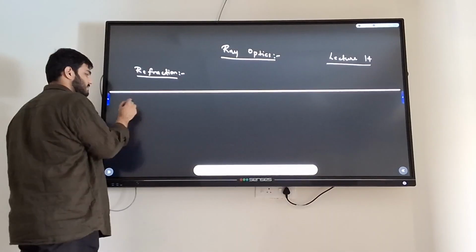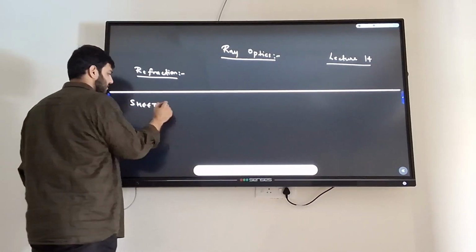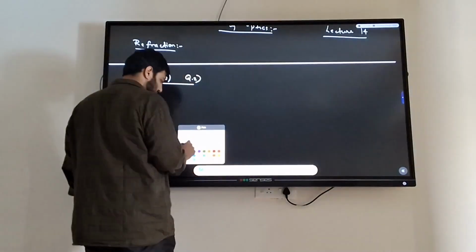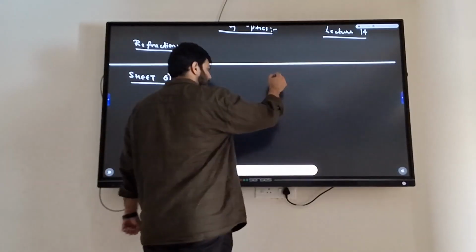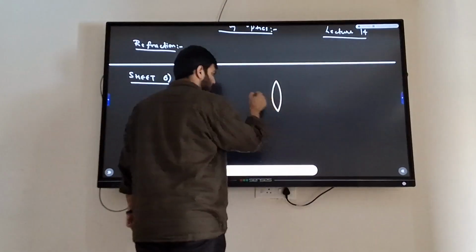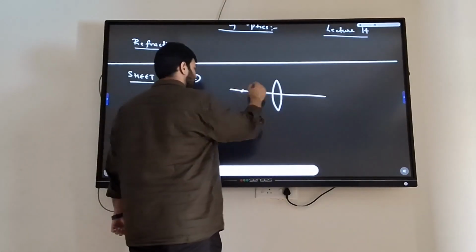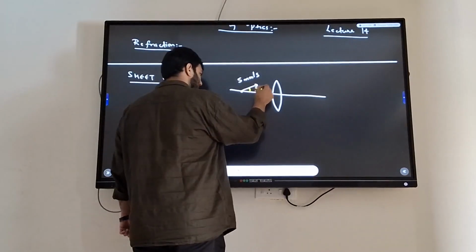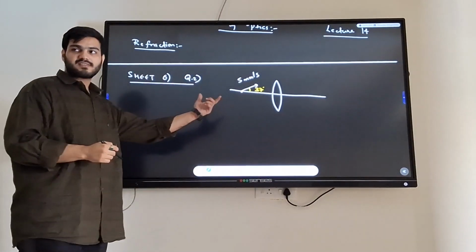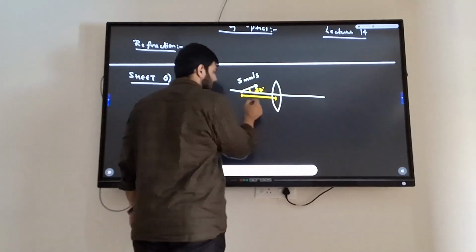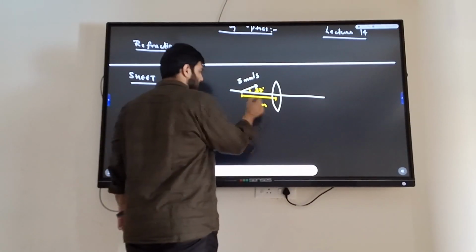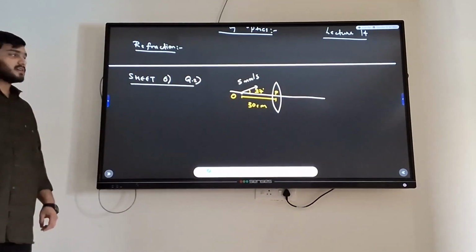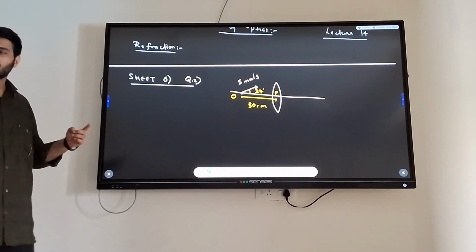So let me write it in that manner. Sheet 6, question number 2. And the diagram was something like this. You have a convex lens. There is an object moving with some velocity 5 millimeters per second. What is the angle made? 37 degrees. What is the object distance given to me? 30. This is my object, this is my P. Yes? Now they are asking to find, how do you used to imagine this?